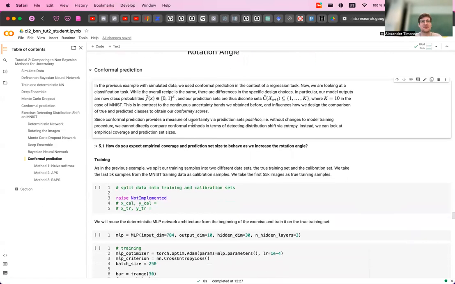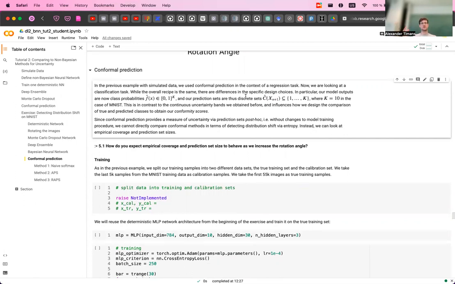Okay, and in this case, obviously now we're looking at classification. So why do I say prediction set? Because obviously now we don't have intervals. I mean, we have 10 labels, 0 to 10, or 0 to 9 rather. And now we want to generate some kind of prediction interval.